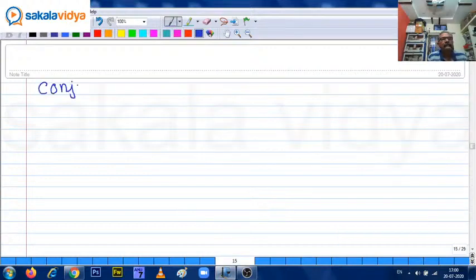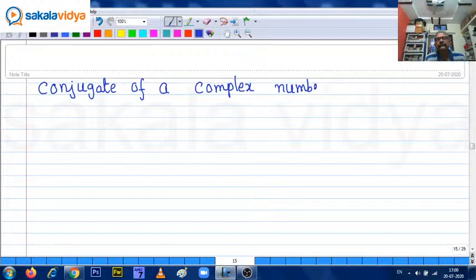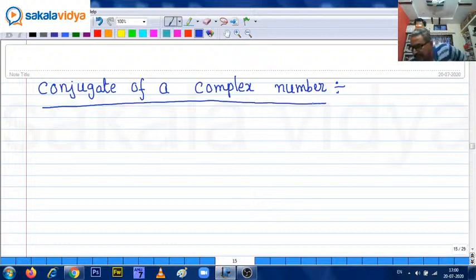Conjugate of a complex number. Next concept is conjugate of a complex number.